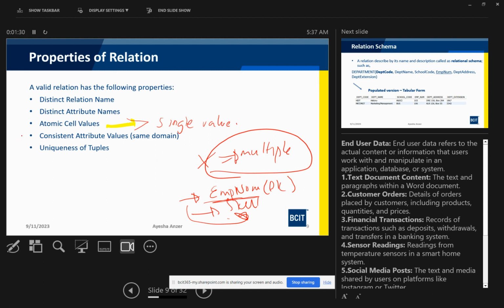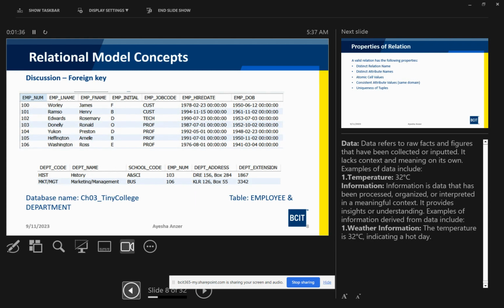Now something related to consistency of attribute values, which means we are referring to a domain. We set the domain, or set of acceptable or allowable values. So now let's look at the employee DOB. In order to have an employee, we need to set our values to certain ranges. So we can say that whatever values are less than 1940 are not acceptable. All the values should be greater than 1940.